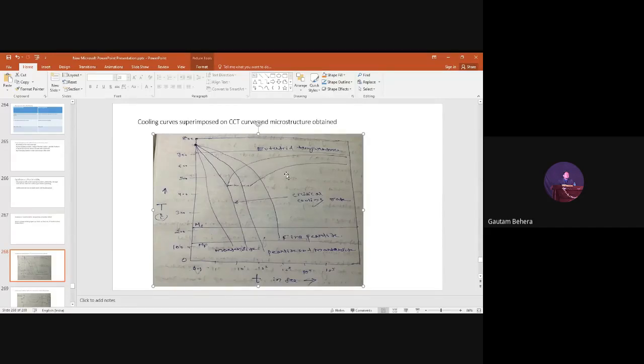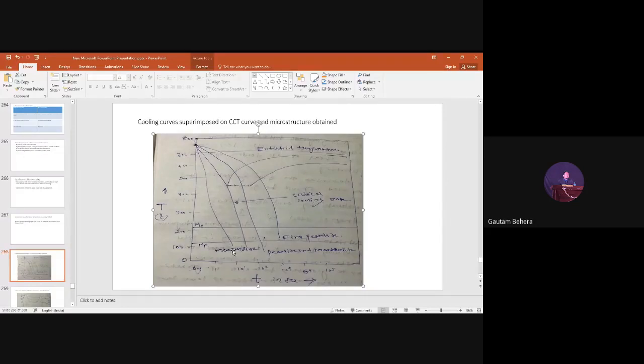Or the nose of the curve. You should mention nose. Nose of the TTT curve, or it is just tangent to the nose of the CCT curve, right? Very good. So the product will be what? What is the product? Martensite. Martensite, right?